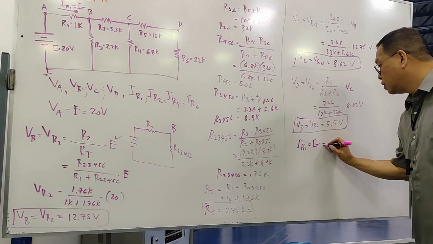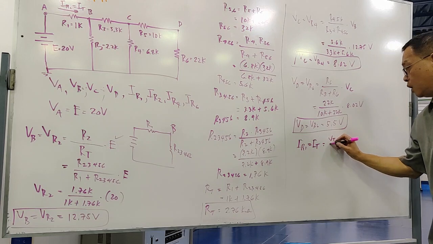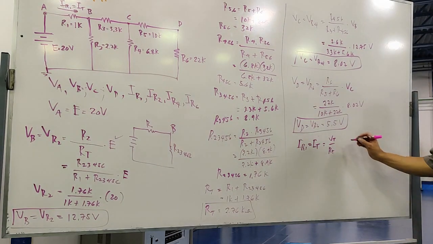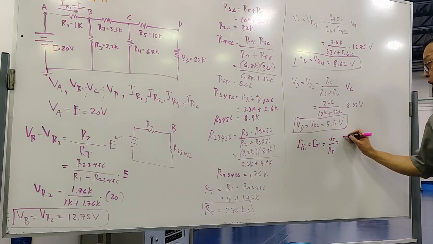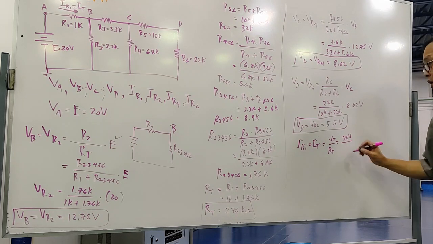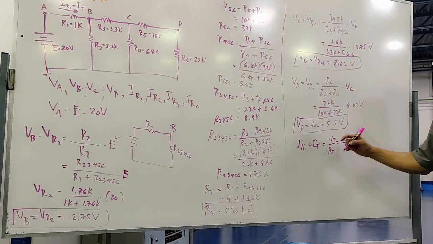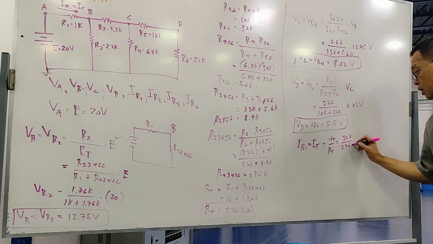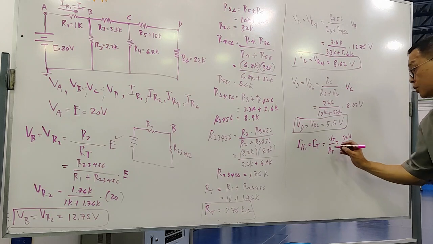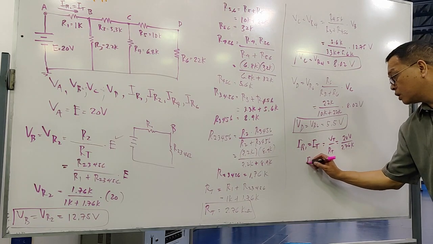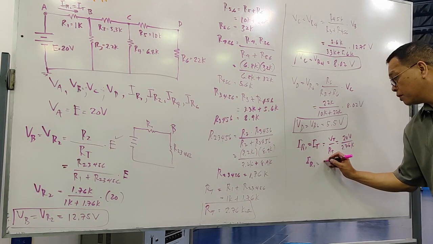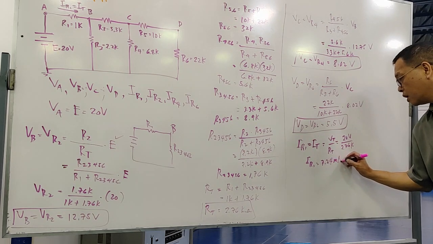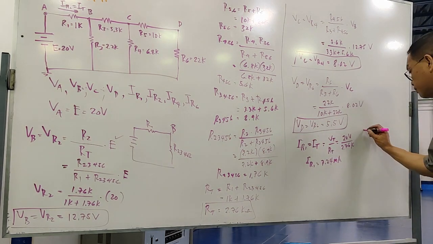So that's V total over R total. That would be 20 volt over R total, which is 2.76 kilo. So how much is the IR1? 20 volt over 2.76 kilo is 7.24 milliampere.